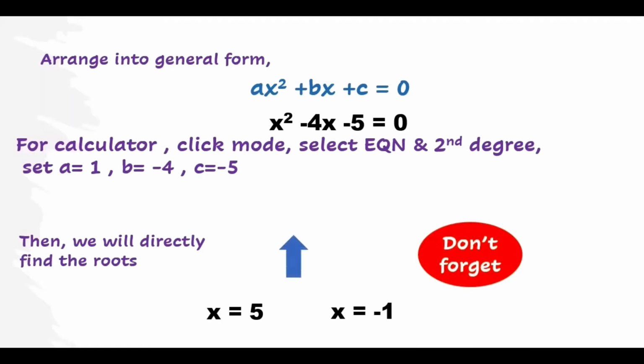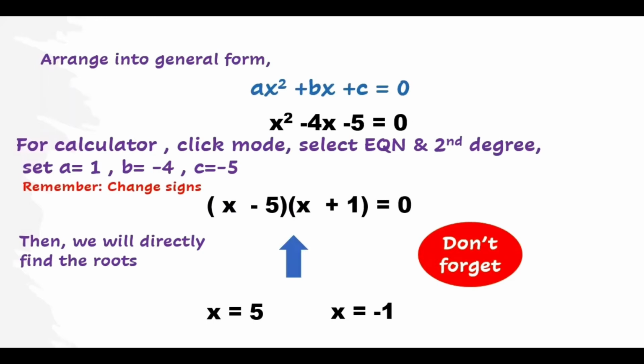But don't forget to put it back into the previous equation, which is 2 brackets equals to 0. Remember that we have to change the signs of the roots we found in the calculator. So we will write it as x minus 5 and x plus 1 equals to 0. Once again, this equation is very important. So we have done the first question. Let's move on to the next question, and I will pass it to Miss Amira to teach you.